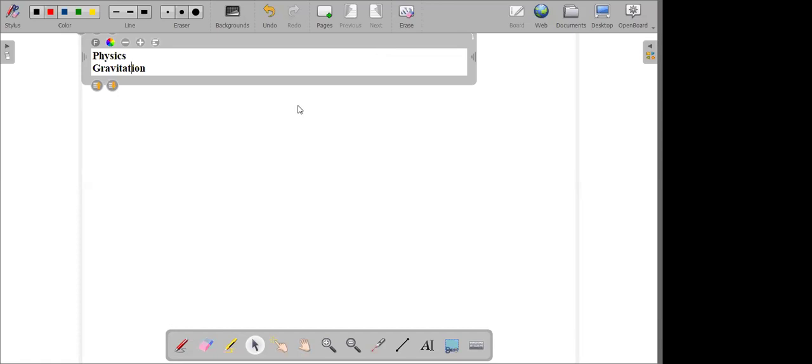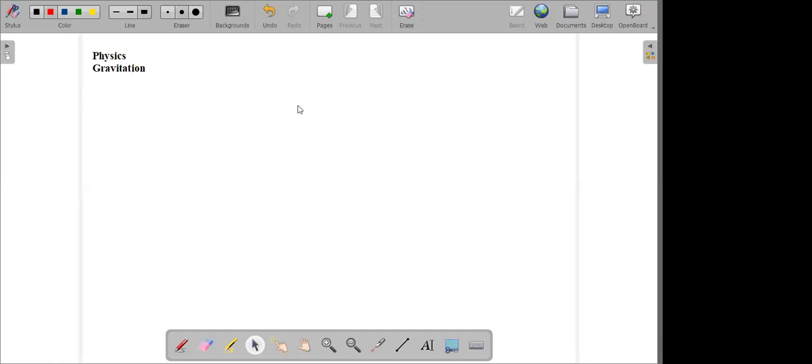So in physics, gravitation, the topics which we had done over here were the universal law of gravitation.